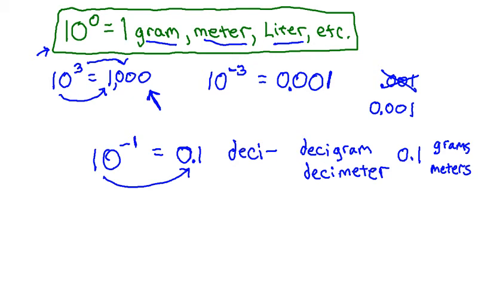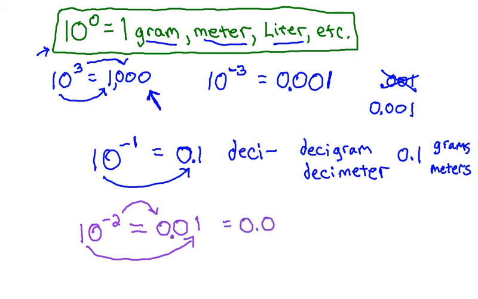Now let's try another one. 10 to the negative 2. Okay, first we're going to do the zeros. So there's 2 zeros, 1, 2, and then we're going to carry that 1 over to the tail end. Don't forget to put the decimal point after the first 0. So 10 to the negative 2 is 0.01, and that is called centi.